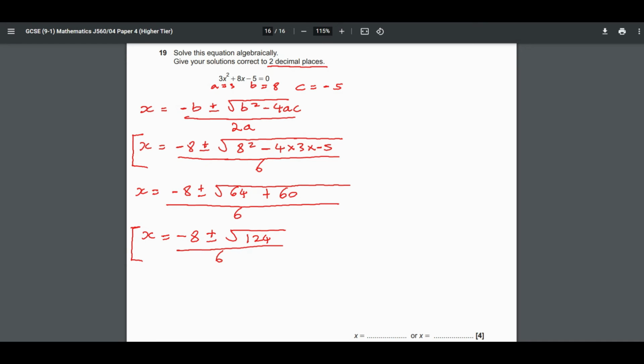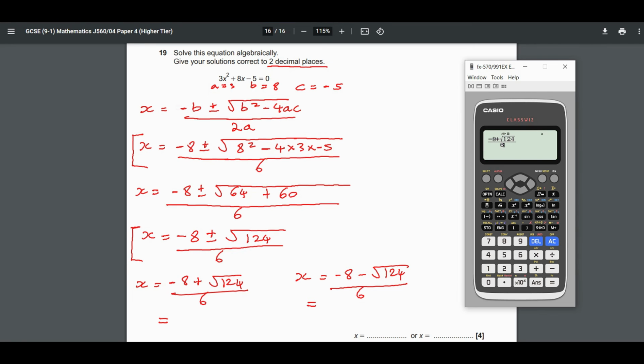So the two values of x we're going to have is now x is equal to minus 8 plus square root of 124 over 6. That's one value or one answer. And the other one will be x equals minus 8 minus square root of 124 over 6. Okay, and that'll be another answer. So now we just have to put them in the calculator.